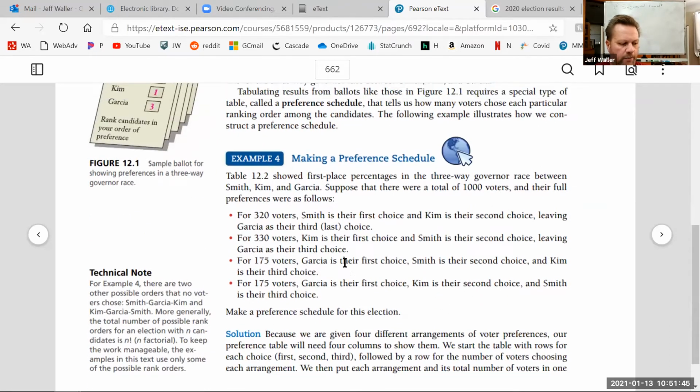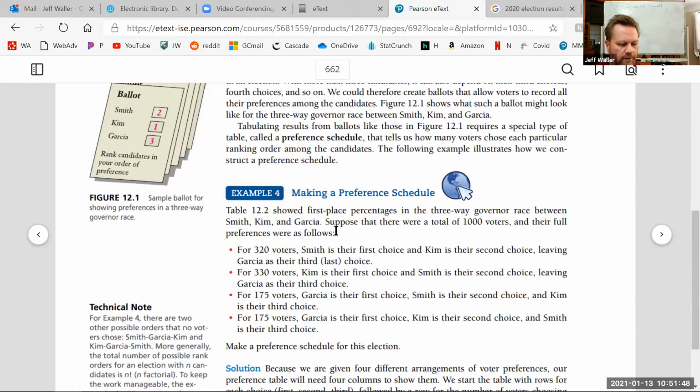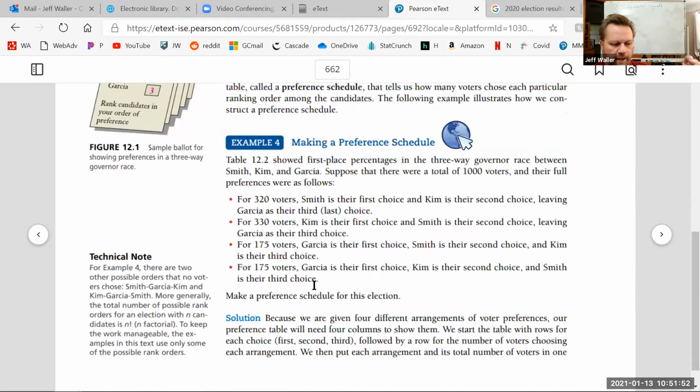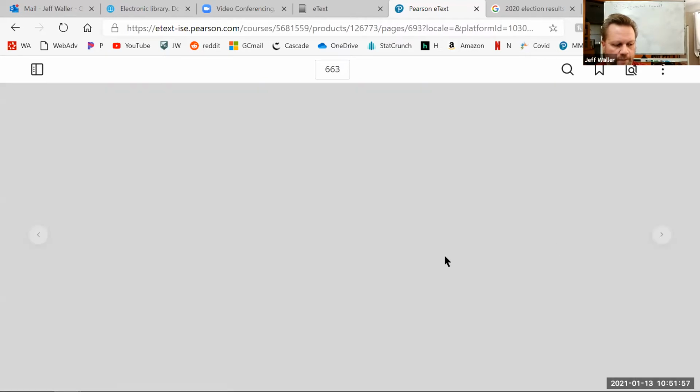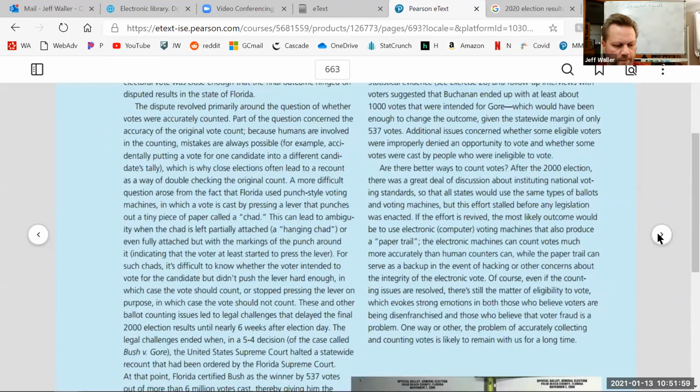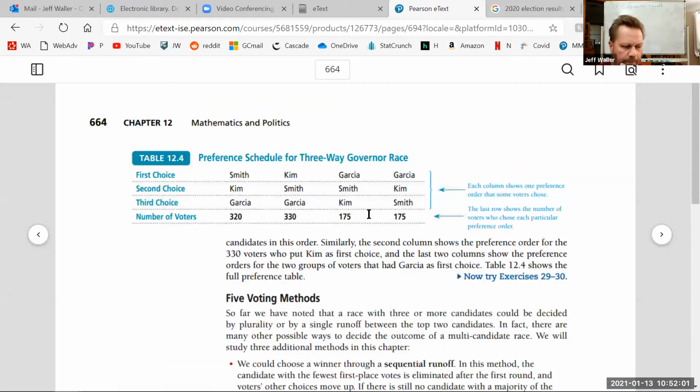Then they go through, like if they actually ran an election, there were 1,000 voters, and this might be the way it shakes out. They collect this together on the next page. This is page 664 in the book. There were 320 ballots where this was the ordering. Is everybody with me? And then there were 330 ballots where this was the ordering and so forth.